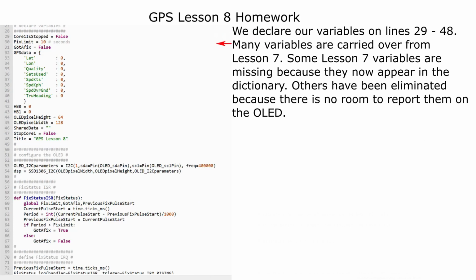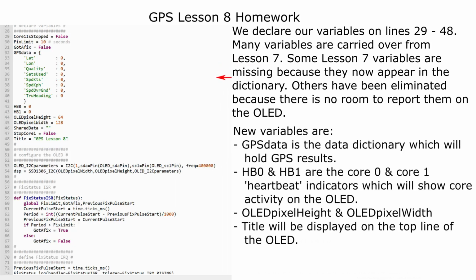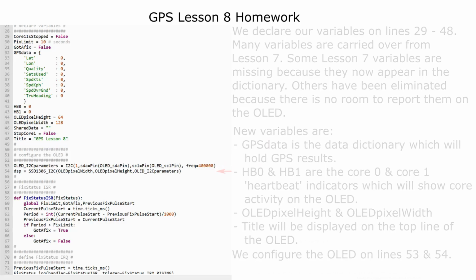Many variables are carried over from Lesson 7. Some Lesson 7 variables are missing because they now appear in the dictionary. Others have been eliminated because there's no room to report them on the OLED. New variables are GPS data, the data dictionary which will hold the GPS results. HB0 and HB1 are the core 0 and core 1 heartbeat indicators, which will show core activity on the OLED. OLED pixel height and OLED pixel width are self-explanatory, and title will be displayed on the top line of the OLED. And we configure the OLED on lines 53 and 54.